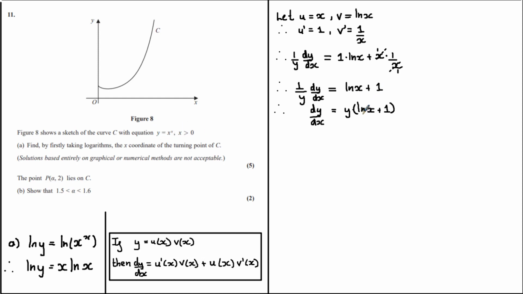So we can substitute this into this function in order to get that dy over dx is equal to x raised to the power of x times by ln of x plus 1, giving us a derivative which is in terms of x. Now, in order to find the stationary point, we need to work out the x-coordinate where this derivative is equal to 0.